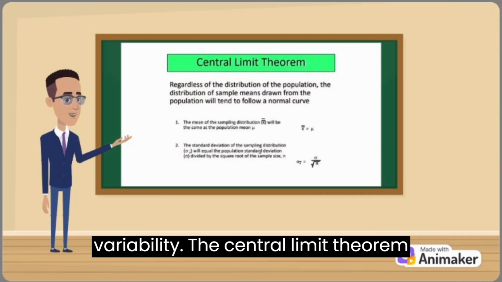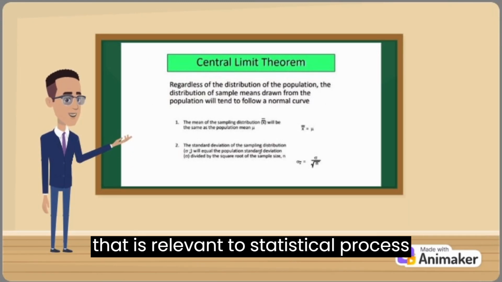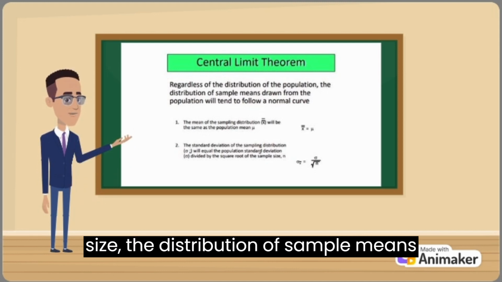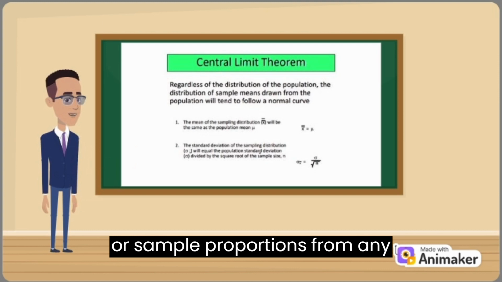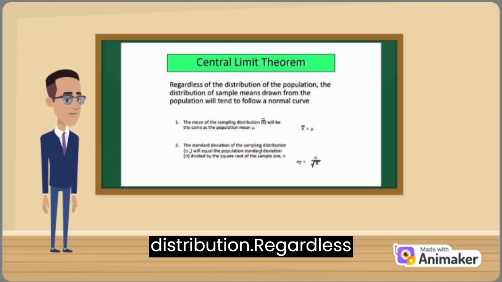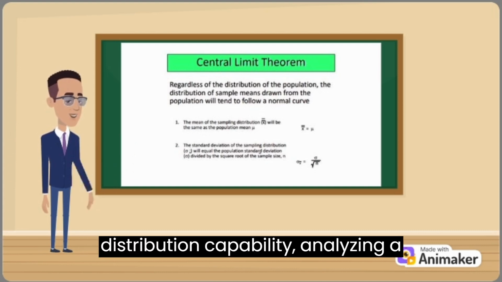The central limit theorem is a fundamental concept in statistics that is relevant to statistical process control. It states that for a large sample size, the distribution of sample means or sample proportions from any population will approximate a normal distribution, regardless of the shape of the original population distribution.